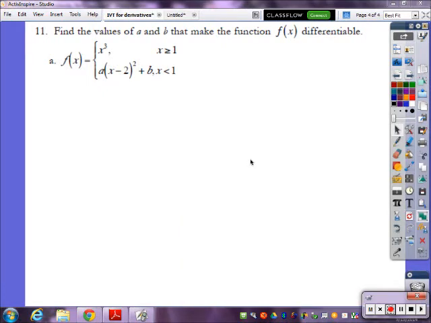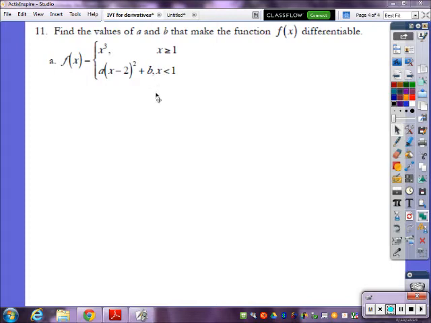Hello, this is Mrs. Taylor, and I am going to walk you through a problem where we are trying to make a piecewise function differentiable by finding values of some constants. In this particular problem, f of x equals x cubed when x is greater than or equal to 1, and it equals a times (x minus 2) all squared plus b when x is less than 1.